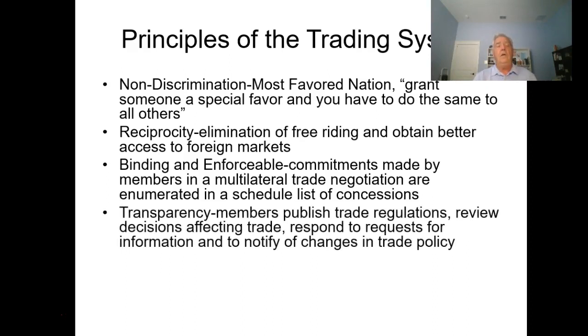Transparencies. All countries involved in world trade have to be transparent. They have to have open access to the World Trade Organization for any information that its people need in order to set policy, arbitrate differences, and respond to requests for information. You have to notify the World Trade Organization of any change in your trade policy. The members have to publish trade regulations. They have to review decisions affecting trade.